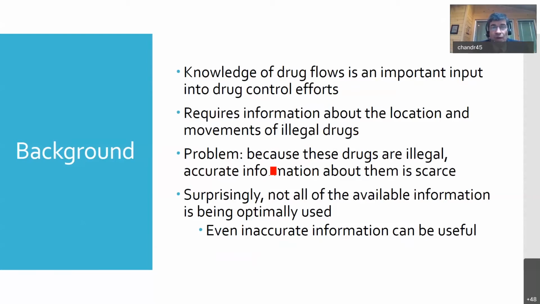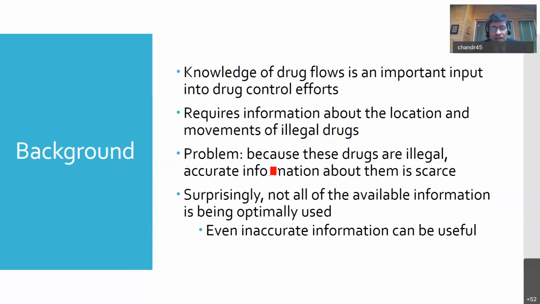If you know how drugs are flowing, law enforcement, but also efforts to try to prevent consumption or production of the drugs at the beginning and the end of these supply chains can be more effective if we know how these drugs are flowing. This knowledge requires information about the location and movements of illegal drugs. And of course, a basic problem is because these drugs are illegal, people who engage in the trafficking of these drugs are really not going to voluntarily make the information available.